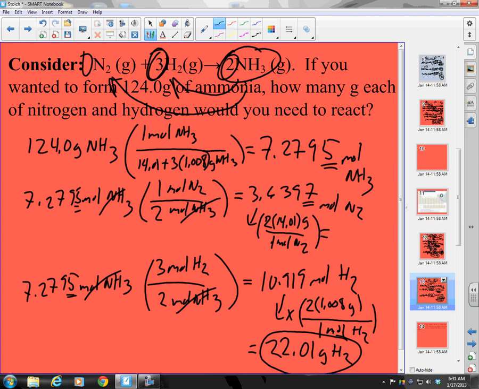Okay, so I have my 3.6397. And what do I have to do? Times 2 times 14.01. And that looks to me like 101.98. I only can have 4 sig figs. That means I have to round this. That means it looks like it's 102.0 grams of N2.